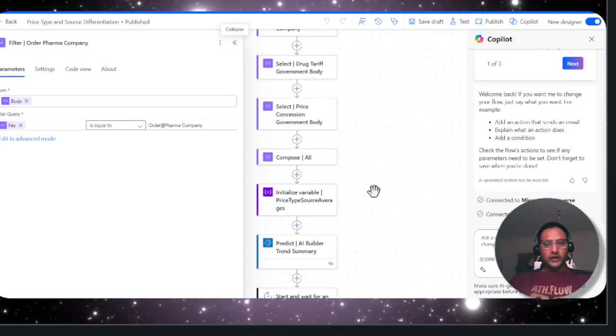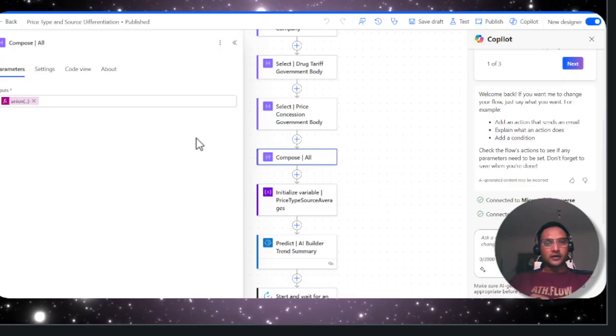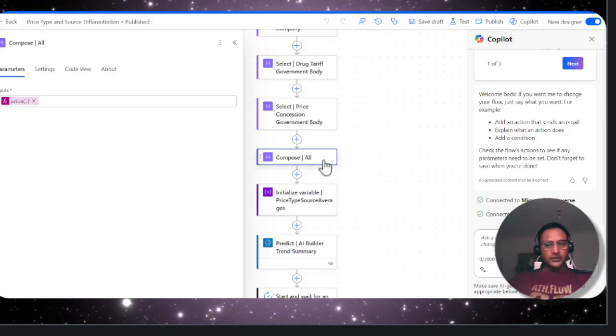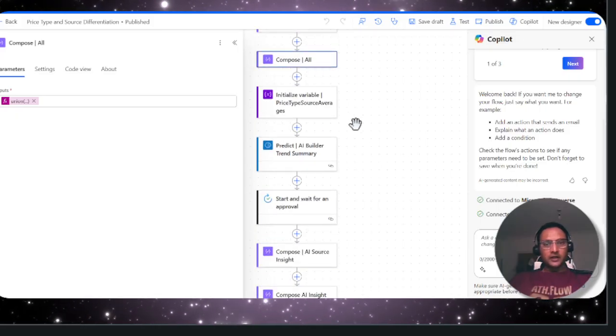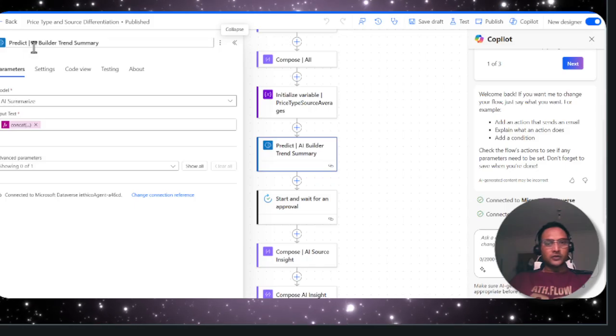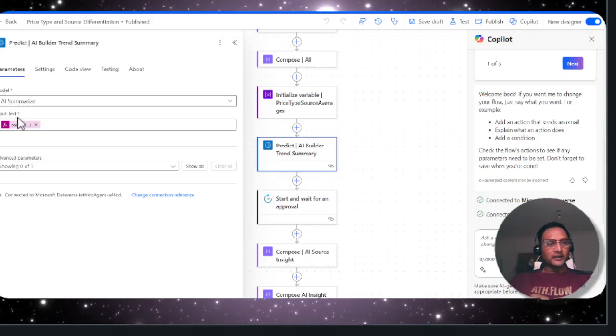With all those combinations, I'm composing everything here. I'm extracting all that output into a compose action, and I'm passing that information to Predict AI. This is the AI bridge, where I'm using the model as AI Summaries.